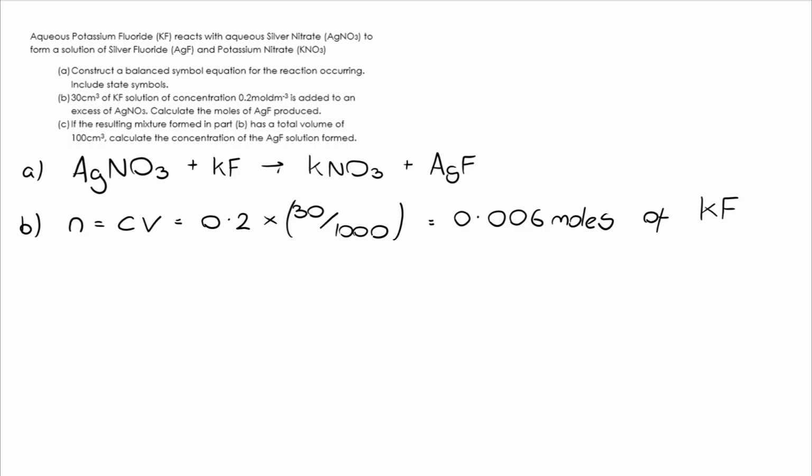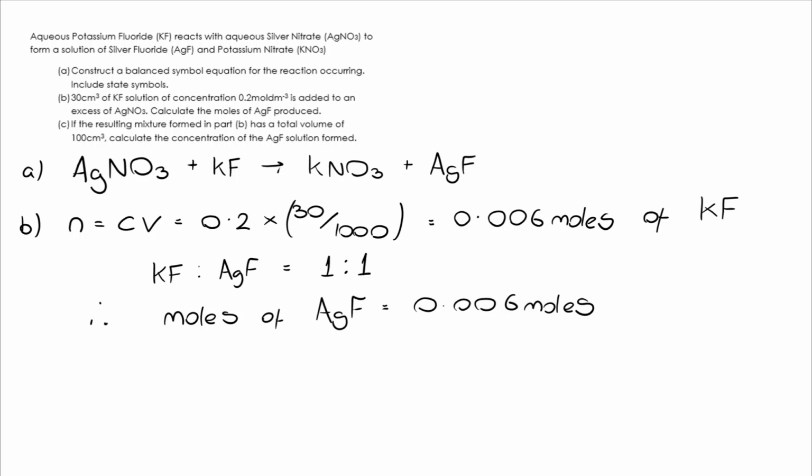Now from there, we need to look at the mole ratio in the equation. 1 mole of KF makes 1 mole of AgF. So my moles of AgF from that 1-to-1 ratio is 0.006 moles. That then allows us to move on to part C.